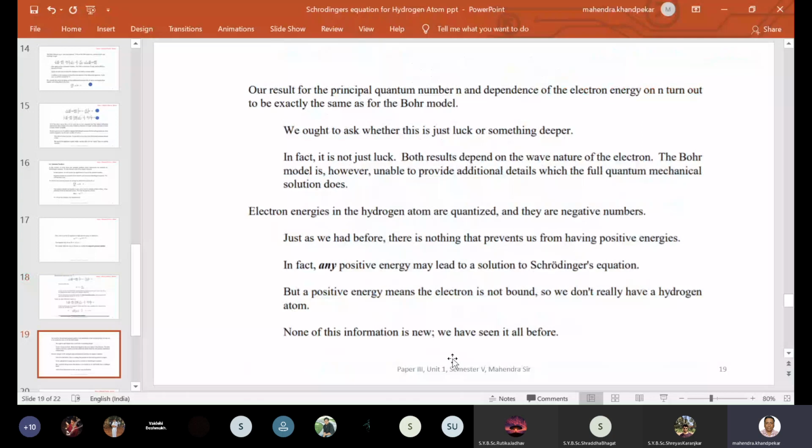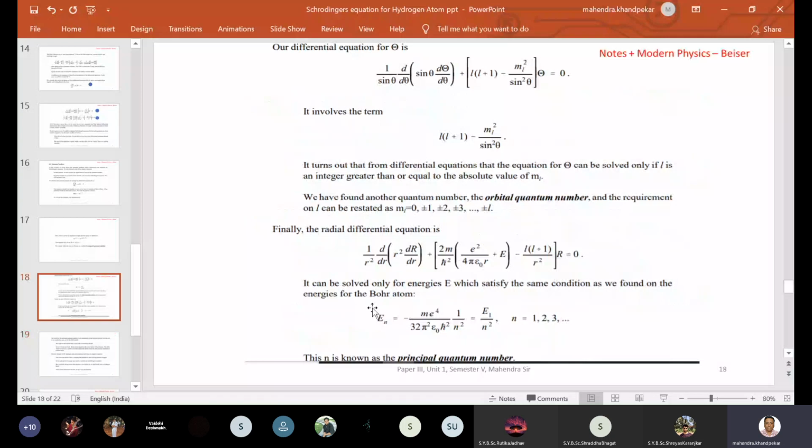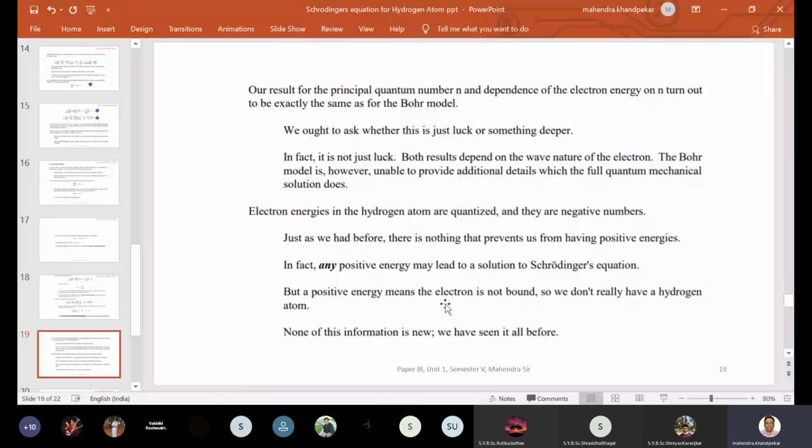So what does it tell us? Our result for the principal quantum number n and the dependence of electron energy turn out to be the same as Bohr's model. That is, we are talking of this equation. It is the same as Bohr's equation, right?